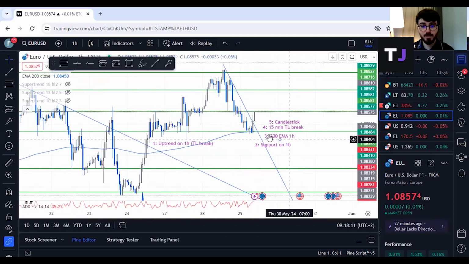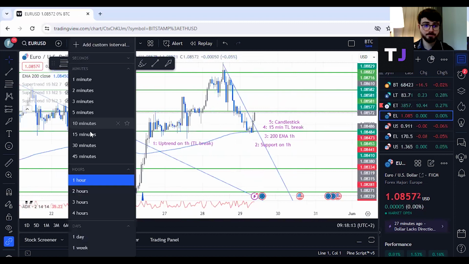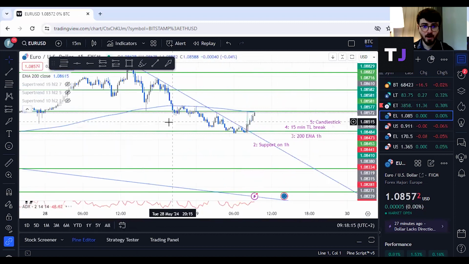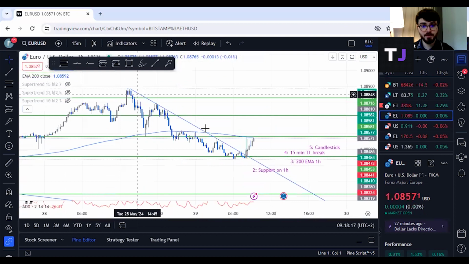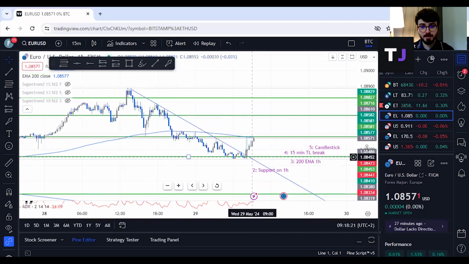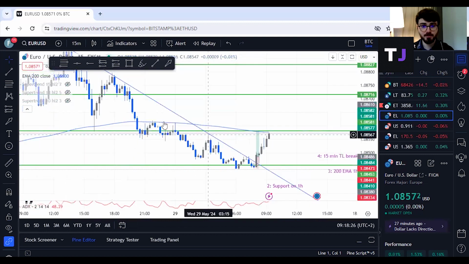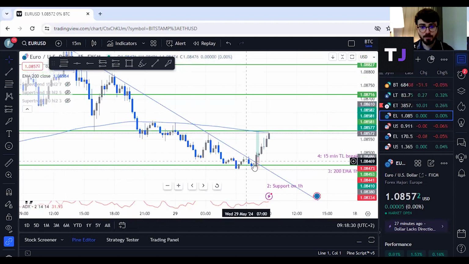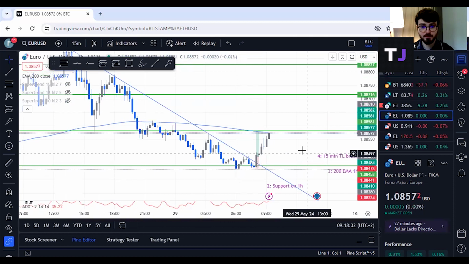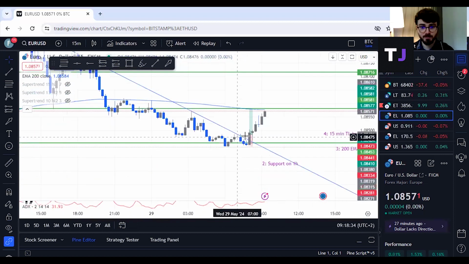And then I went down to the 15 minutes to show you how it is. So here we're clearly in a downtrend at the time. But then, as you can see, I drew this trend line here, touching each of the higher points. And we broke through that trend line with a big bullish candle here, that one. So I entered somewhere here.